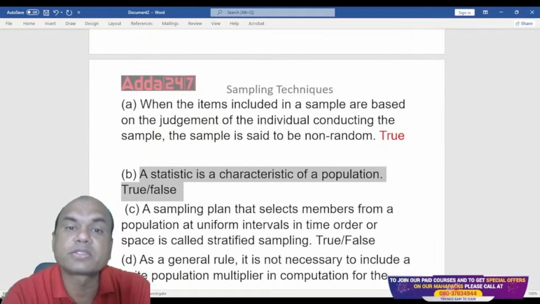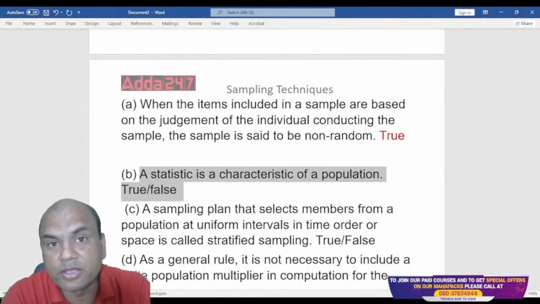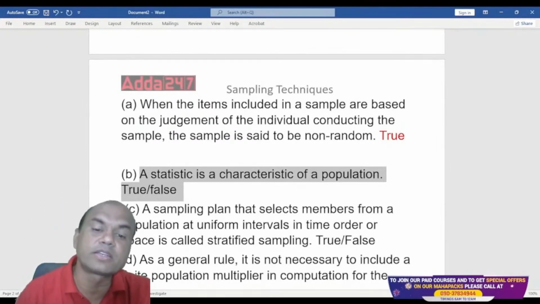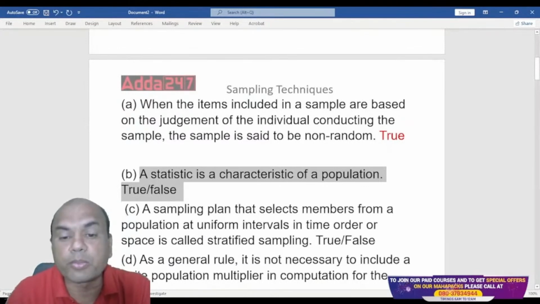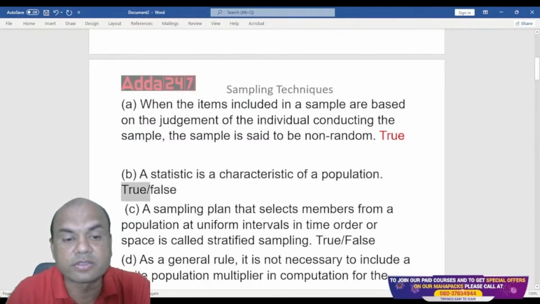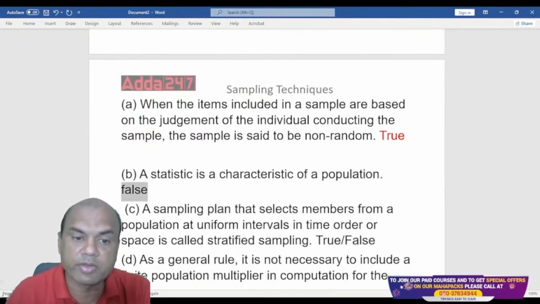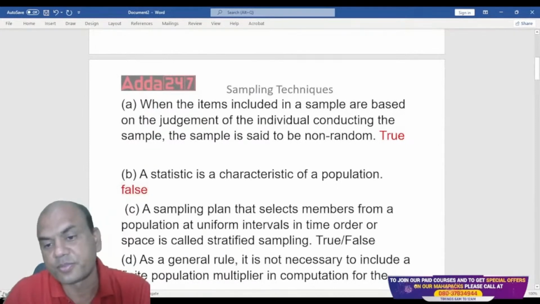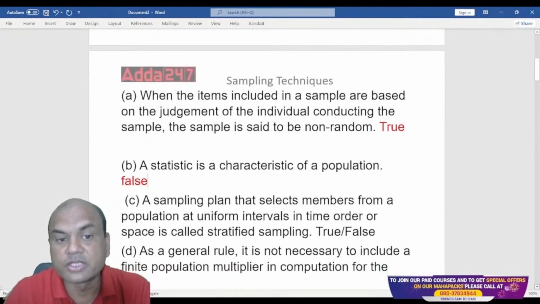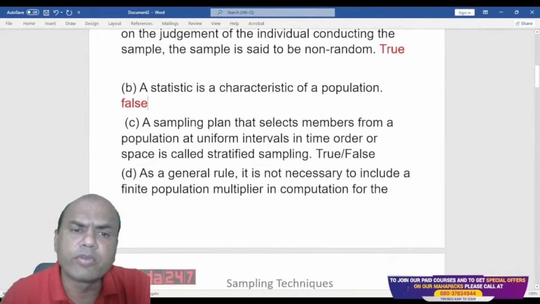Mean of a sample is called a statistic and mean of a population is called a parameter. So what does it mean? A statistic is a characteristic not of a population, but of the sample. So this answer is false. Got it, everyone? Next one. Such questions are asked in the exam and you need to be very clear in your mind about it.